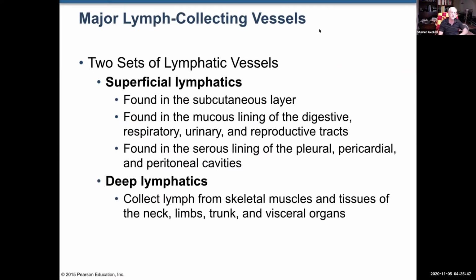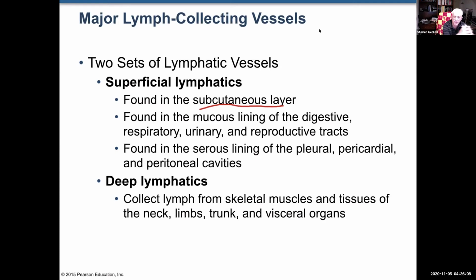There are 2 sets of lymphatic vessels. There's superficial and there's deep. Superficial is found in our subcutaneous layer. It's found in the mucous lining of the digestive tract, respiratory tract, urinary tract, and reproductive tracts. Okay, it's found in the serous lining of the pleural, the pericardial, and peritoneal cavities.